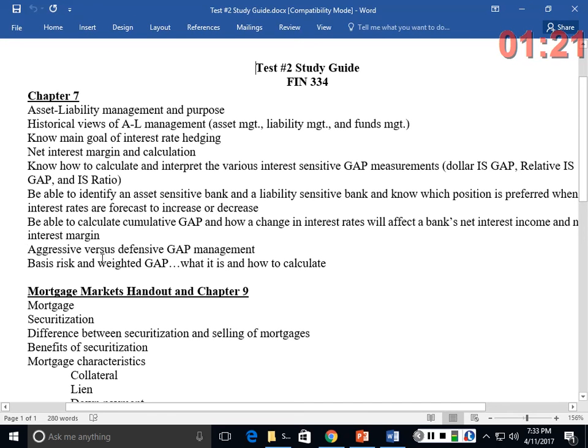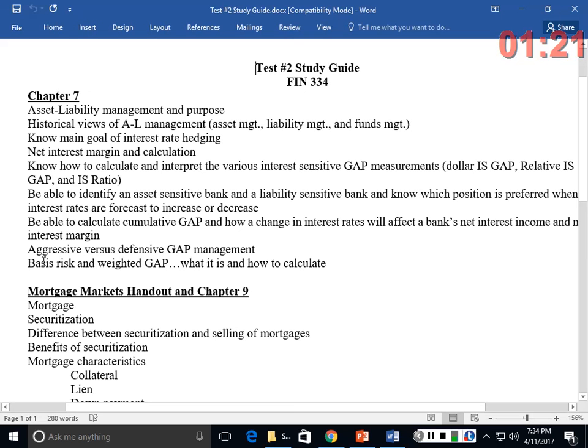And then aggressive versus defensive gap management. We said in aggressive gap management, that's when you try to take advantage of interest rates increasing or decreasing by situating your balance sheet in a way that you're going to make more money if rates go up or down. A defensive gap management strategy is when you try to be perfectly hedged. So if interest rates go up, it doesn't affect you. If interest rates go down, it doesn't affect your bank and the profitability.